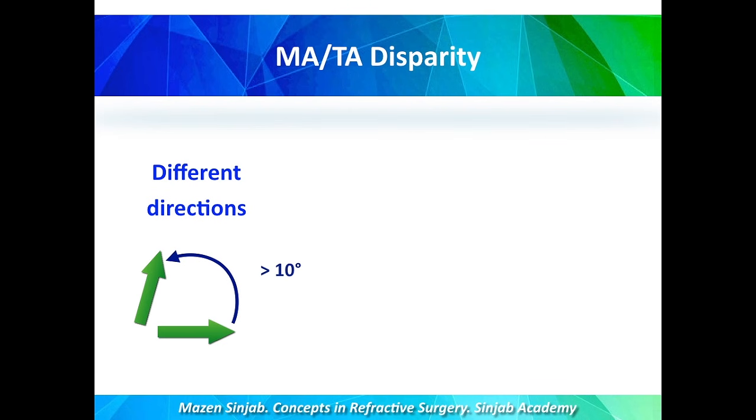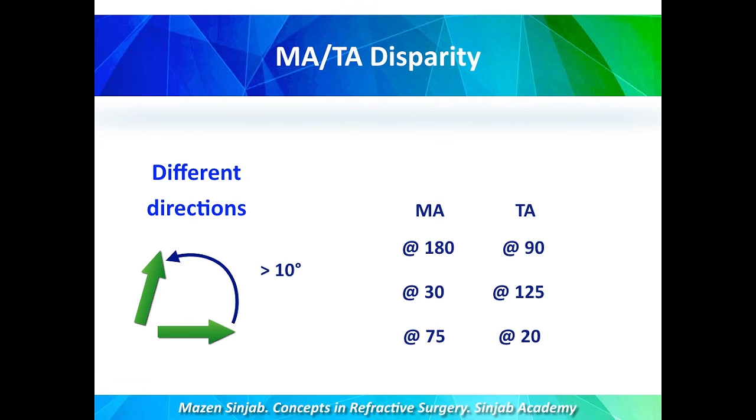The other subclassification is the different directions, where the angle between the two astigmatisms is more than 10 degrees. For example, the manifest astigmatism is with the rule at 180 and the topographic astigmatism is at 90, so it is against the rule. The difference between them is 90 degrees, so they are perpendicular. Another example, manifest astigmatism at 30, topographic astigmatism at 125.